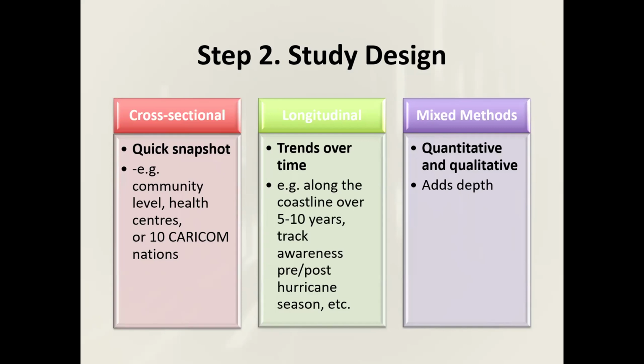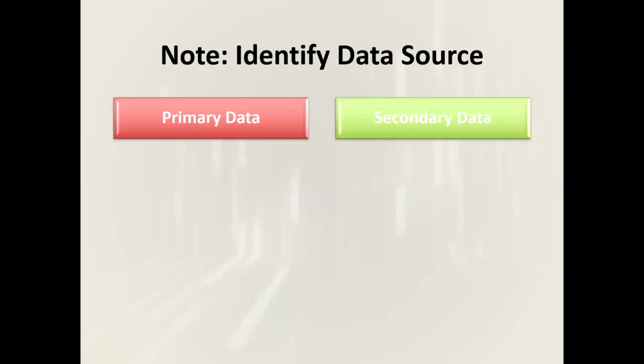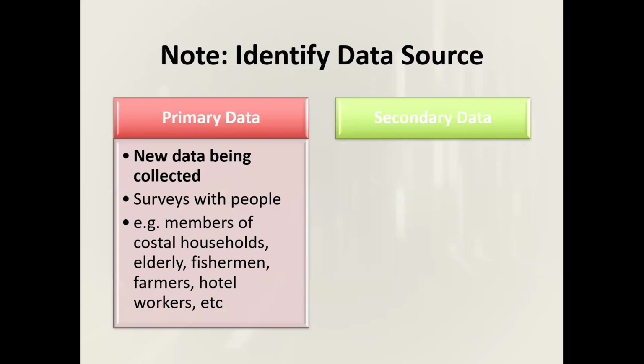So once we have our study design, we now want to determine where we are actually going to get the data from. What are our data sources? The data sources could be primary or secondary. If it's primary, then we know that we're going to be looking at new data. This is data that you're actually going to be collecting for the very first time. So your survey, you're going to be going out to people, you're going to be asking questions, and you're collecting that data at this point in time.